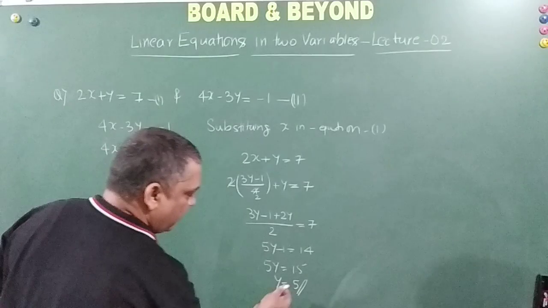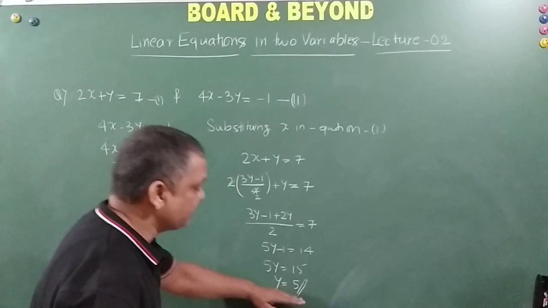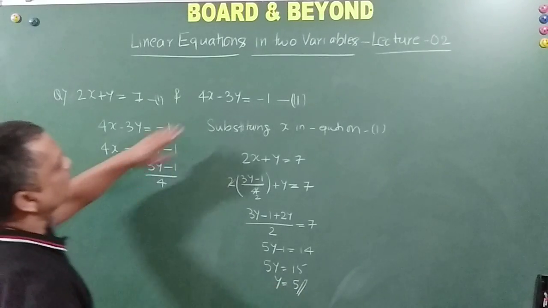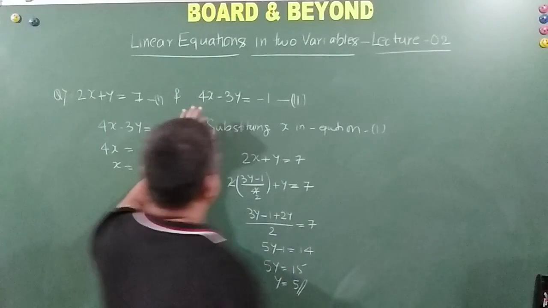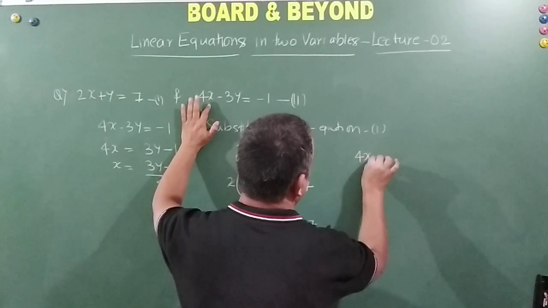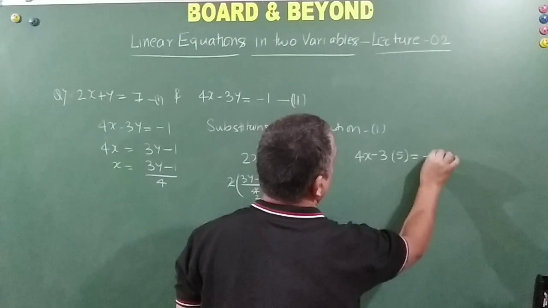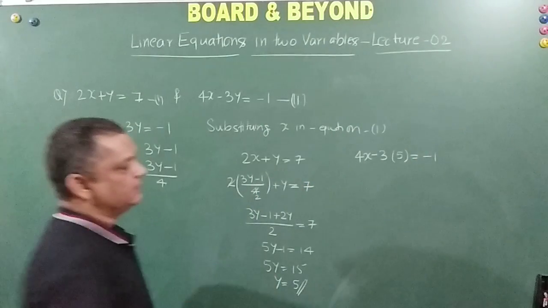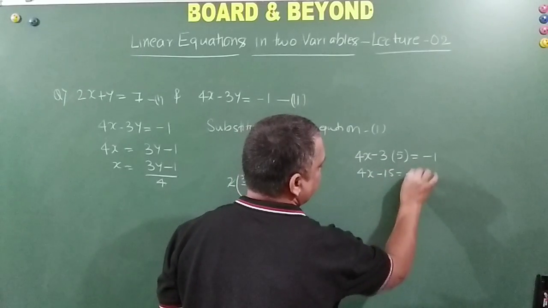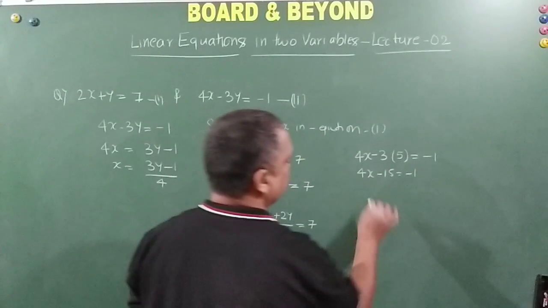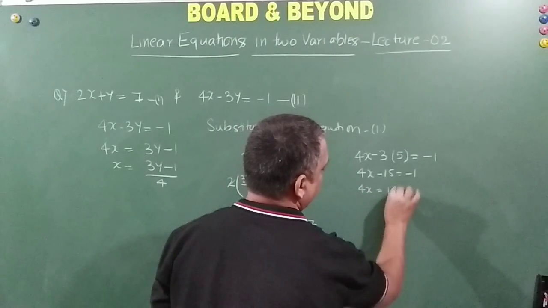Correct? Now what we are going to do is put this value of y in equation number 2, right? Because from there we have plotted, now we will put it here. So 4x minus 3 into y, which is 5, is equal to minus 1. You are able to get it? Okay. So 4x minus 15 is equal to minus 1, right? So 4x is equal to, this becomes plus and this becomes 14.